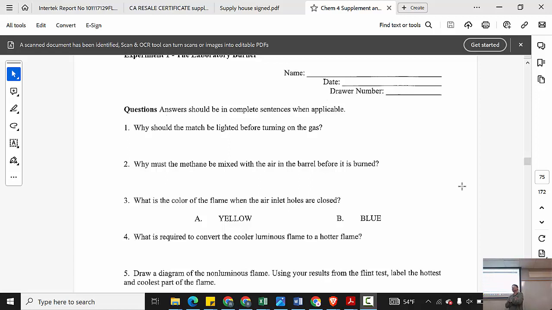Yeah, it's going to come out yellow. We have to get the right mixture of fuel and air. We call this the fuel-air ratio, or the air-to-fuel ratio. And it's got to be right.